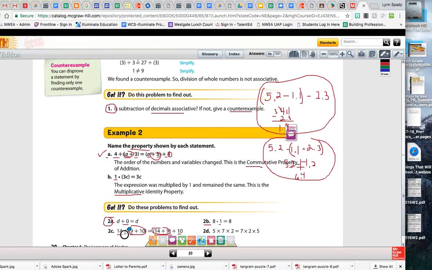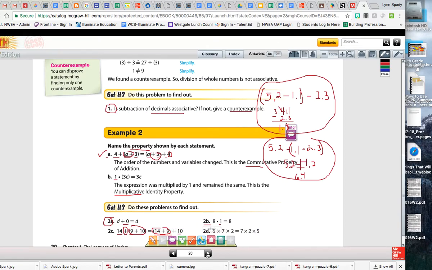And make sure you say associative property of addition, because that works for both addition and multiplication. So make sure you put that addition part in there. And then finally we have 5 times 7 times 2 equals 7 times 2 times 5. So we just changed the order around there. So that's the commutative property of multiplication. Notice that in the answer key it just says identity with an X or commutative with an X for multiplication. That's okay to do it that way too.